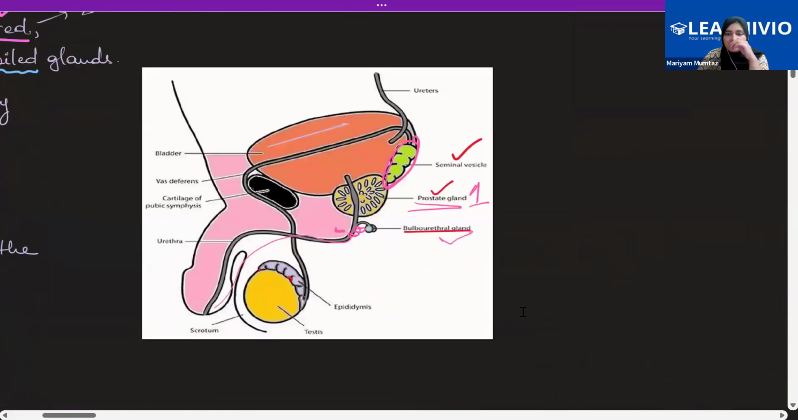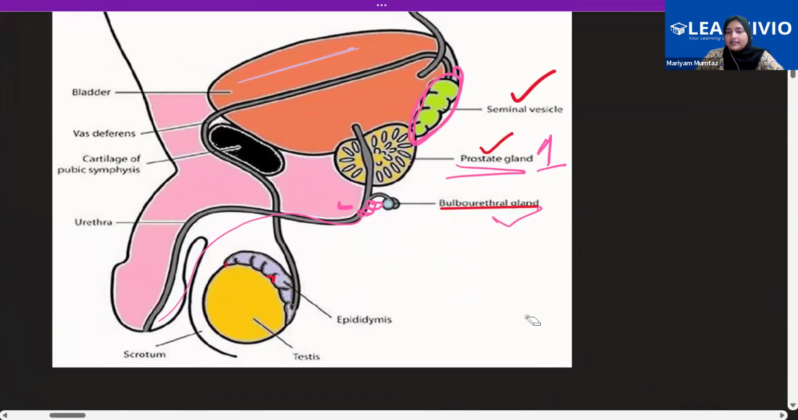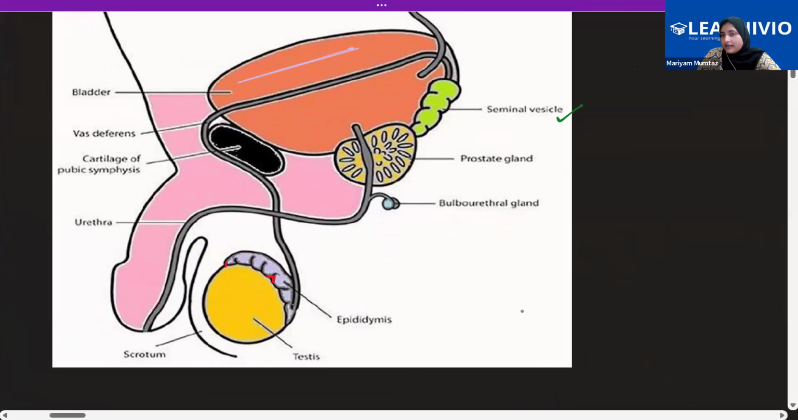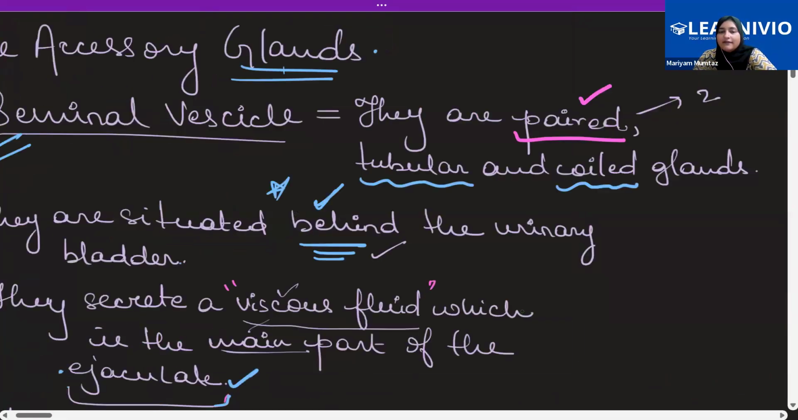So this picture shows you the position of the various glands, and this is like a lateral view of the picture. So it shows you where it is situated. So these three we're going to study: seminal vesicle, prostate gland, and bulbourethral gland. These are the male accessory glands. Now, the first one is the seminal vesicle.